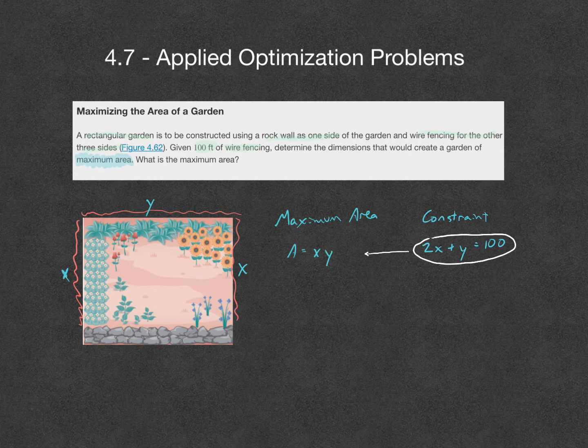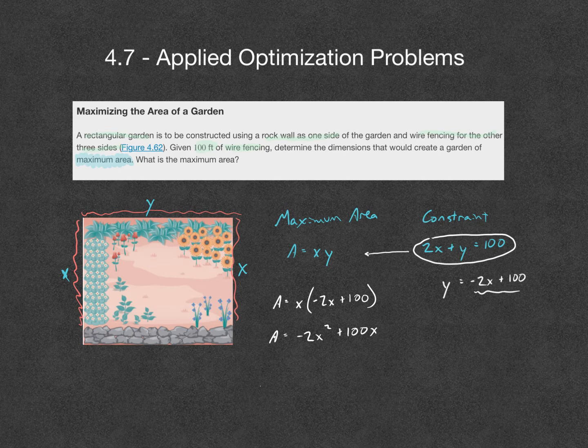Okay, so my next step, I'm going to take my constraint and solve for y, subtract 2x from both sides, and then we substitute that into our area function. Area is equal to x times negative 2x plus 100. So that would be negative 2x squared plus 100x. So I want to find now the maximum area. In order to find a maximum point on a function or a minimum point, we take the derivative, set it equal to 0 to find a critical point.